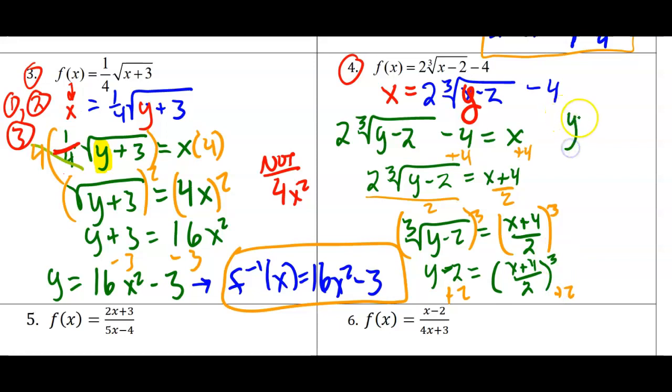So y equals quantity x plus 4 over 2 cubed plus 2. All right. So the x plus 4 cubed, let's look at a couple of options. x plus 4 over 2 quantity cubed, the entire thing cubed, could be x plus 4 to the third over 8.